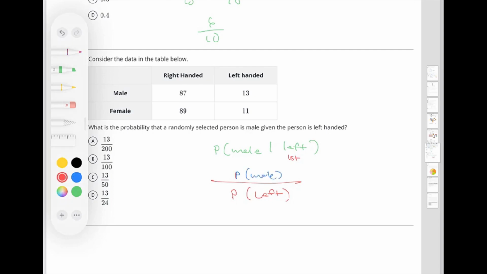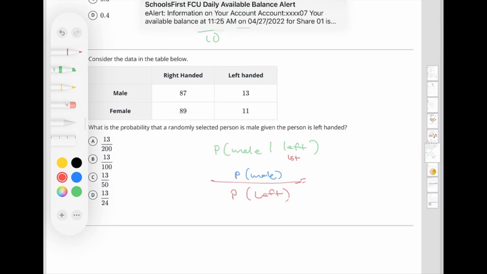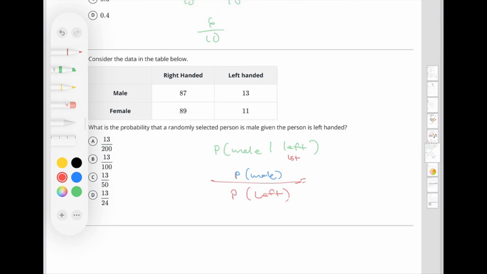Okay, so probability that they are left-handed, so we just need to add up all of these. So this would be 24. I'm just going to add all these up. So 100 males, 100 females, and a lot of right-handed people. 160, 176. Okay, if you add those two together, you get 200. So it's 200 people total, but we're looking just at the condition given that they're left-handed.